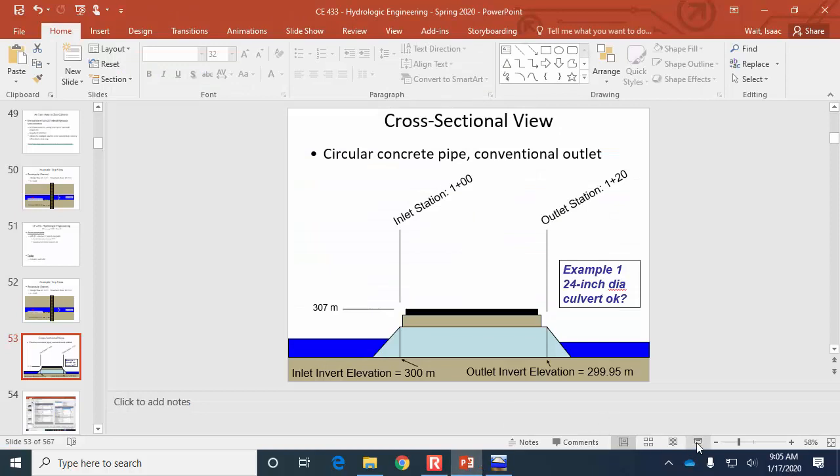Okay, now it wants to know about the roadway. And the reason why is that the water level, here it's depicted in blue, it could get higher and higher and higher, and eventually it's going to flow over the top of the road. So it needs to know what's the elevation of the road.